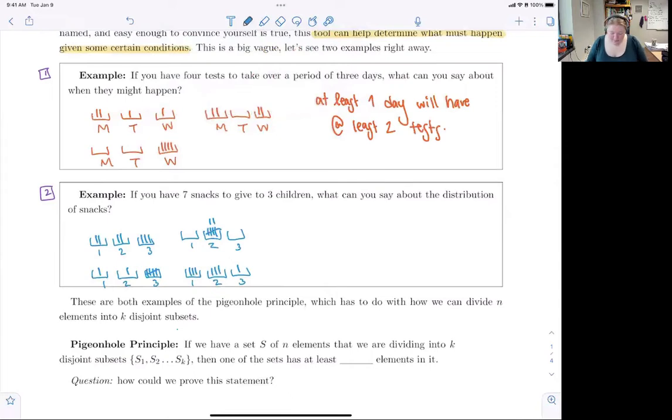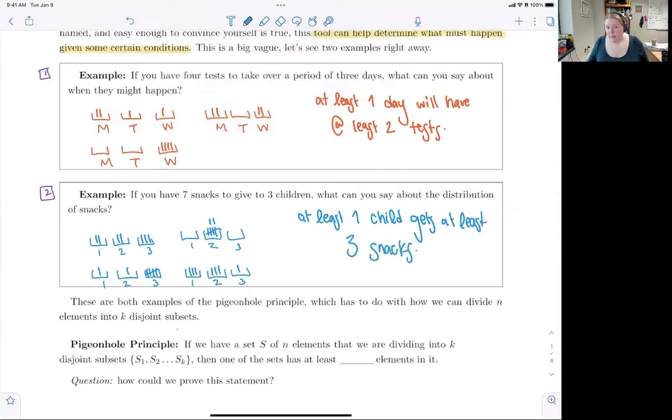So what can we say? Well, I can't necessarily guarantee that each child gets even 1, because here's a way that they don't all get 1. But I can say something about the one who gets the most. Here the most gets 3, here the most gets 5, here the most gets 7, here the most gets 3 again. And really that's the thing we want to say. At least one child gets at least 3 snacks.